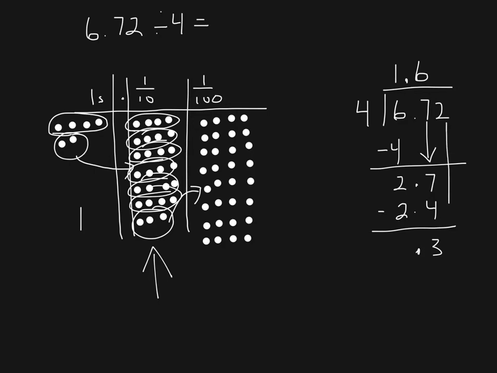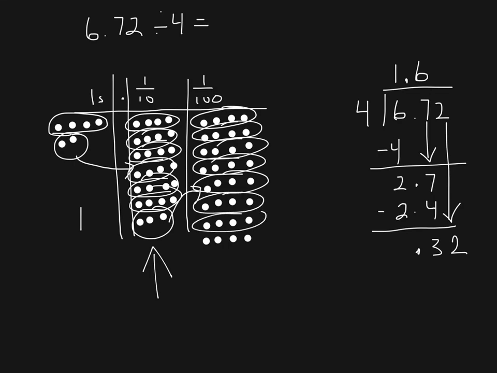And I'm going to reflect that over here by bringing that 2 in the hundredths place down and popping it on the end of my 3 tenths. So now I have 32 hundredths instead of just 3 tenths left over. I've got 32 hundredths. I'm going to see how many groups of 4 I can get out of that. 1, 2, 3, 4, 5, 6, 7, 8. And I don't have any left over. So I know that 8 hundredths times 4 is exactly 32 hundredths. And when I subtract, I have 0 left over.